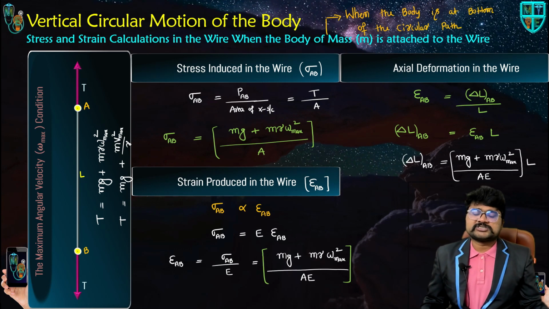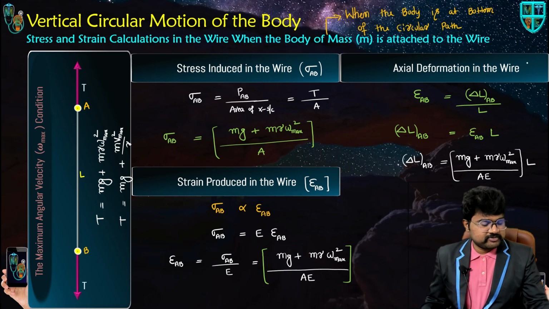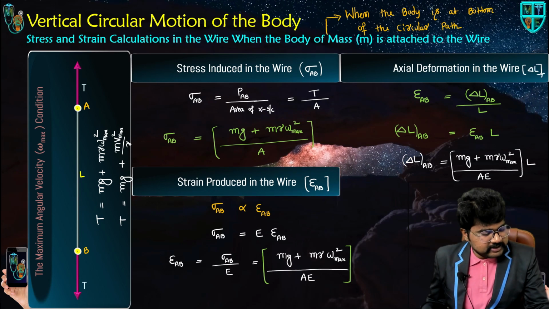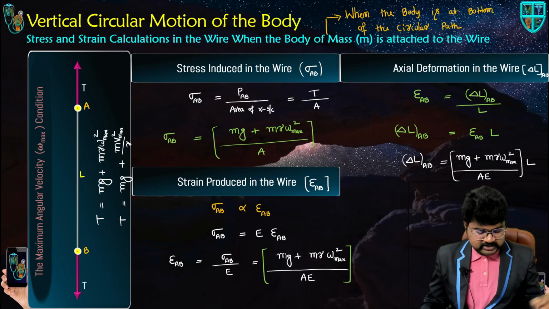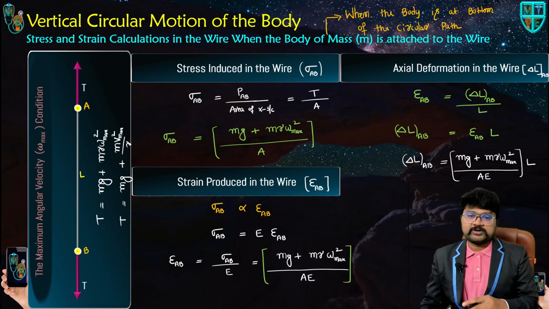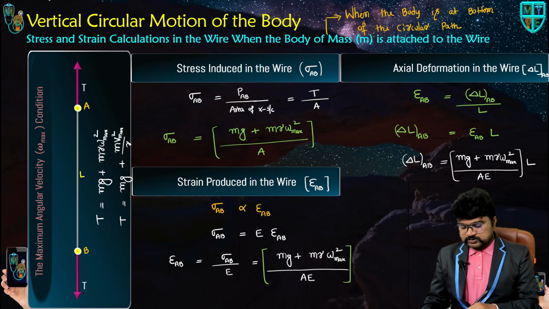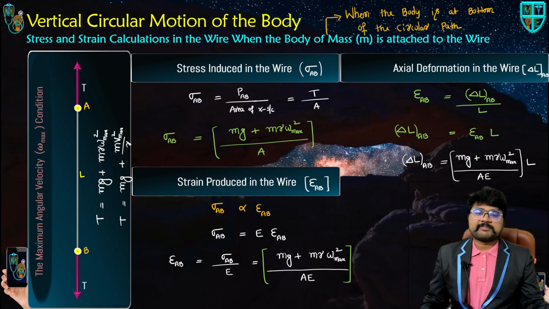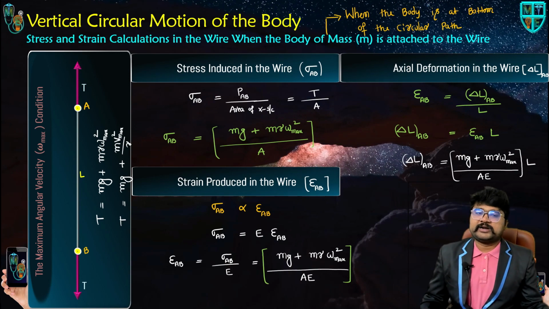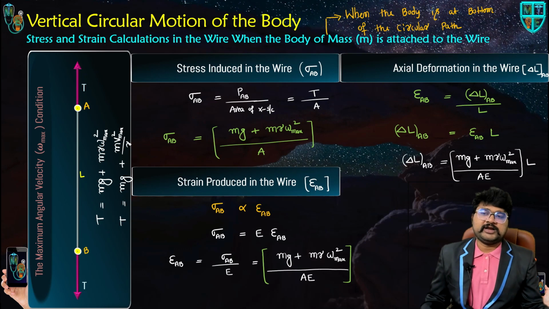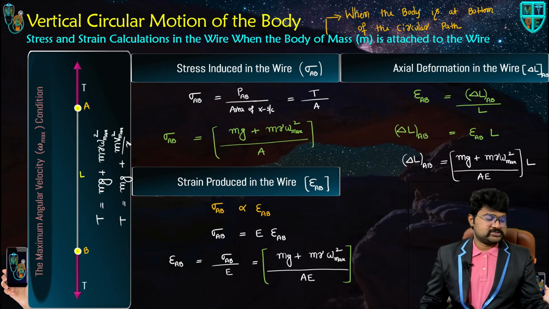Here we discussed stress induced in the wire, axial deformation delta L AB, strain produced in the wire and everything. This is related to some calculations in vertical circular motion of the body when the body is attached to the wire, and we did stress strain calculations in the wire.